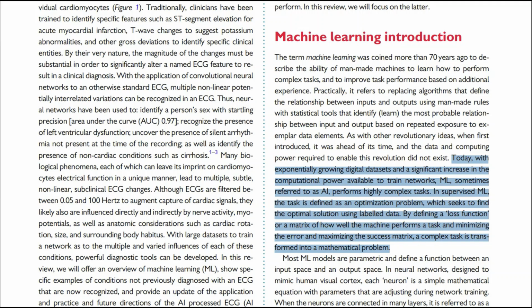Today, with exponentially growing digital datasets and a significant increase in the computational power available to train networks, ML, sometimes referred to as AI, performs highly complex tasks. In supervised ML, the task is defined as an optimization problem, which seeks to find the optimal solution using labeled data. By defining a loss function, or a metric of how well the machine performs a task, and minimizing the error and maximizing the success metric, a complex task is transformed into a mathematical problem.